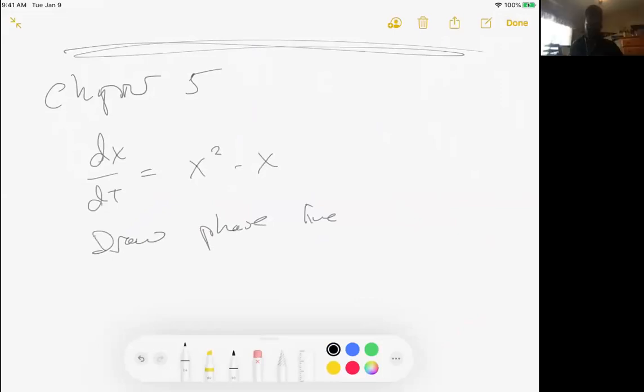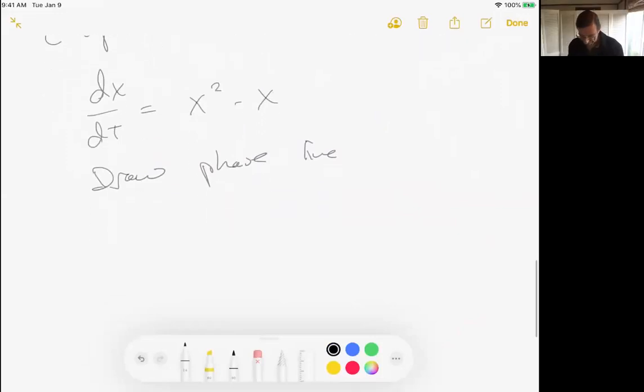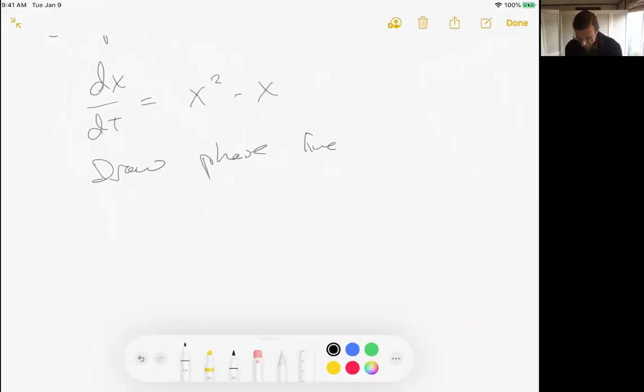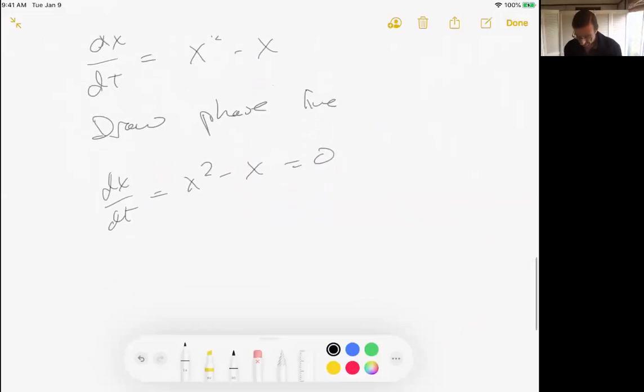Is the phase line the vertical thing with the equilibrium points? So we'd want to find the equilibrium points. Same thing. So you say dx dt equals x squared minus x, and you just set that equal to 0. Right? This is x times x minus 1 equals 0. So x equals 0 or 1.